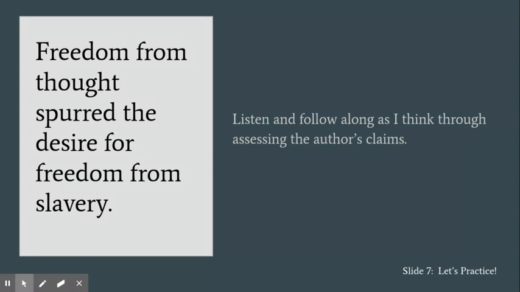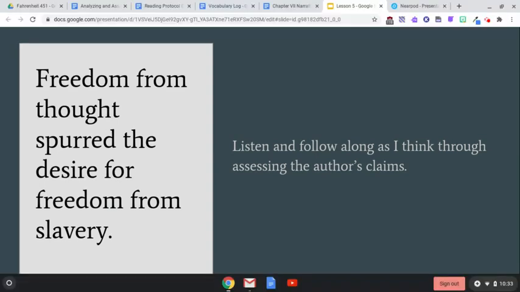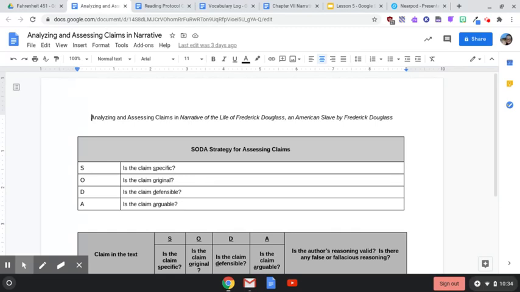Now remember that strong readers do not automatically assume that an author's claims in an informational text are true. They consider whether or not the author has presented a claim that is well supported with reasoning and evidence. Now I want you to take out the Analyzing and Assessing Claims handout and review the SOTA strategy for assessing claims. SOTA allows you to assess claims.